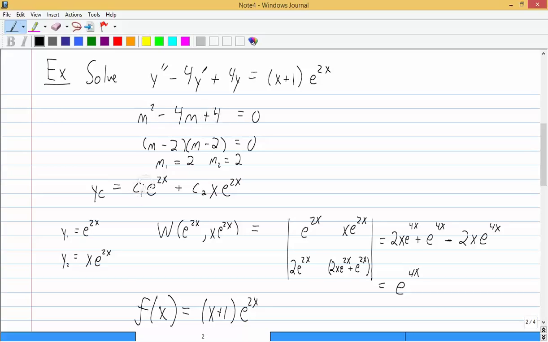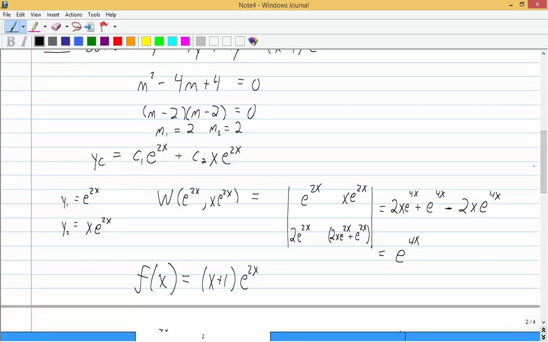Now, once you have that answer, whatever you have after c sub 1 is going to be your y sub 1. Whatever you have after c sub 2 is going to be your y sub 2. You find the Wronskian of those two answers. So we found the Wronskian, we got e to the 4x. We're going to use that to help us figure out our trial particular solutions.